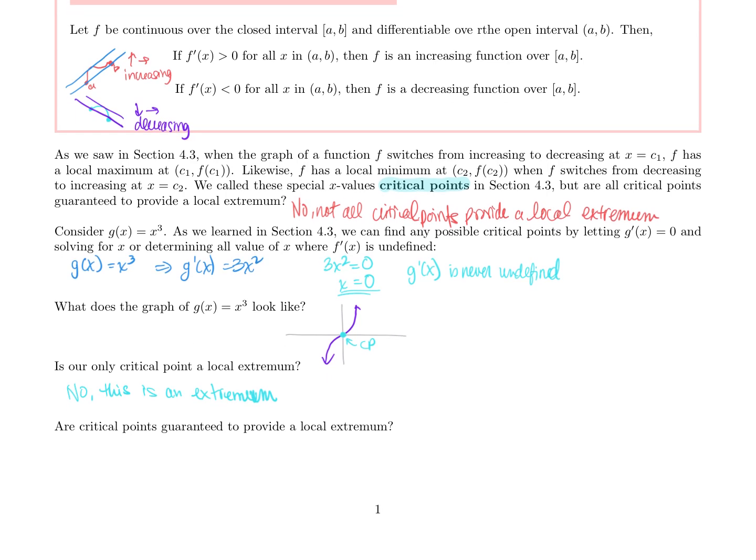So here we would say g of x is increasing on negative infinity to 0 and 0 to infinity. It doesn't change direction. So in that case, do you think that all critical points are guaranteed to provide a local extremum? The answer is no, they are not.